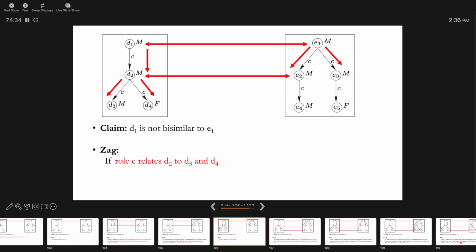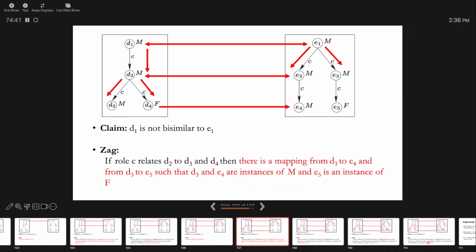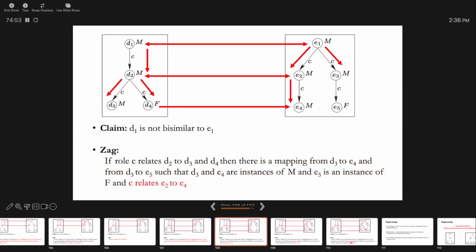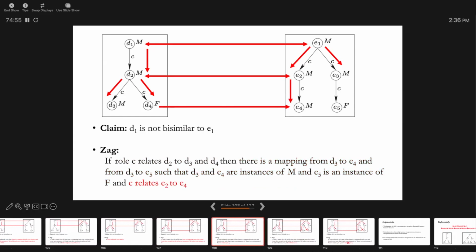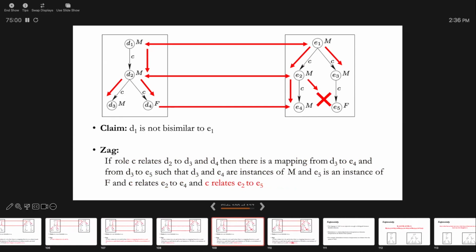Now, for zag, the other direction, the third piece, if role C relates D2 to D3 and D4, as it does on the left-hand side, there has to be a mapping from D3 to E4 and from D3 to E5, such that D3 and E4 are instances of M and E5 is an instance of F. And C relates E2 to E4, and C relates E2 to E5. But C does not relate E2 to E5, so they're not bisimilar. That is where it breaks.